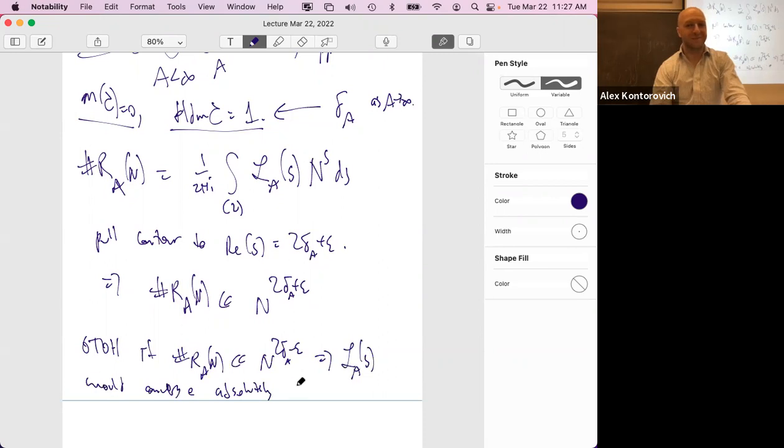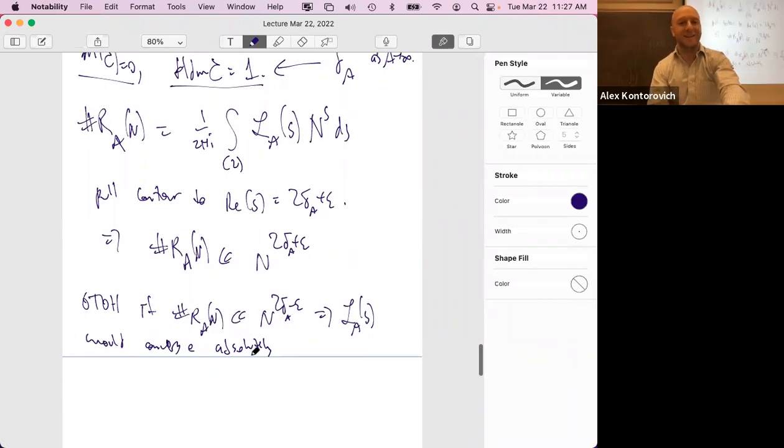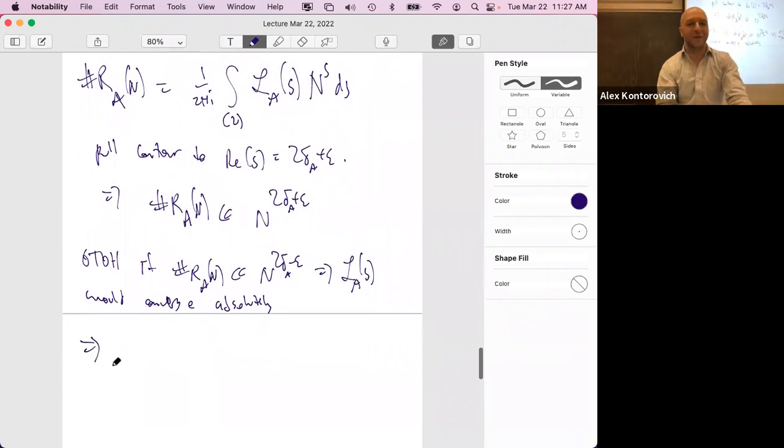Isn't the abscissa, you're defining the abscissa as the leftmost you can go? It is the leftmost you can go. In other words, this can't hold. So what that means, if you put these two together, is that the number of points is, let's write it crudely, n to the 2 delta A plus little o(1). So the growth rate of this set is n to the twice the Hausdorff dimension.